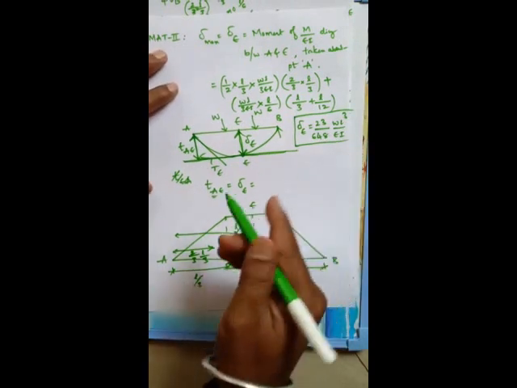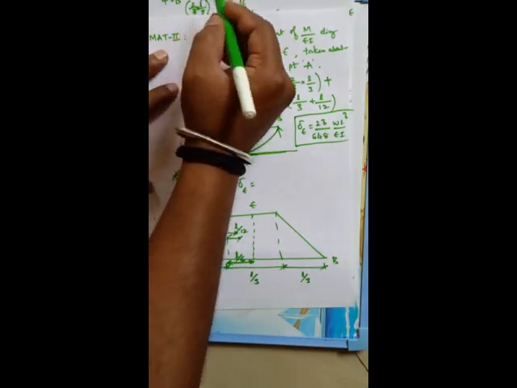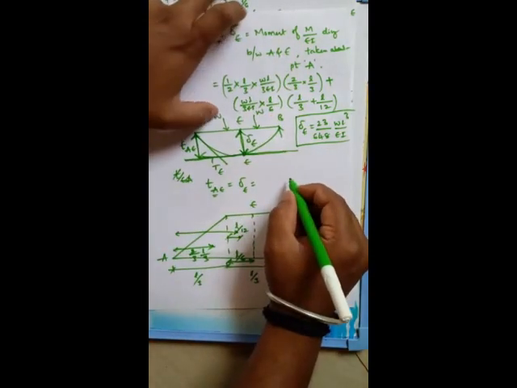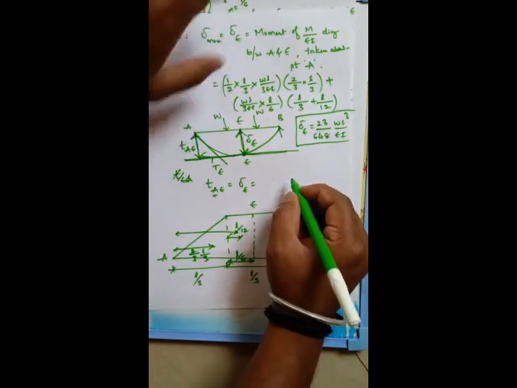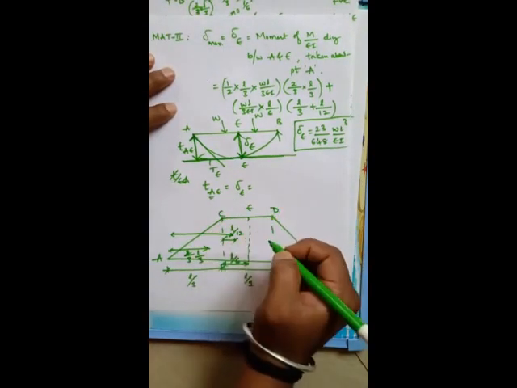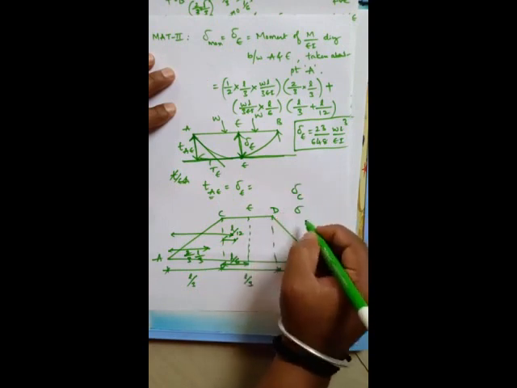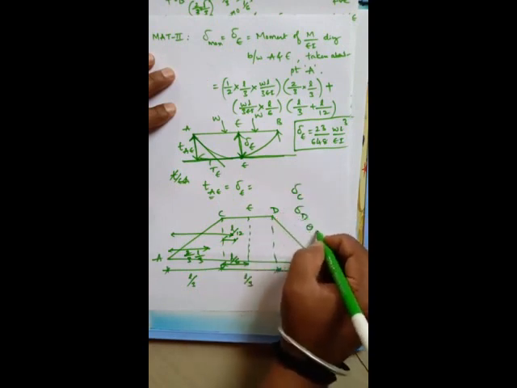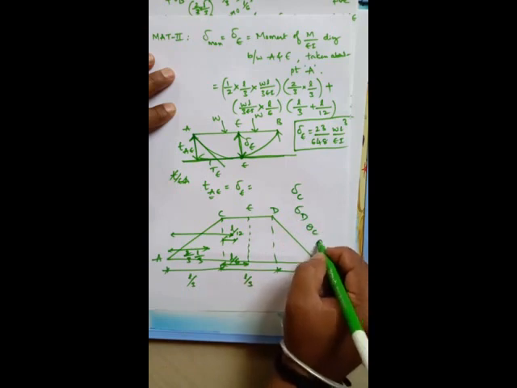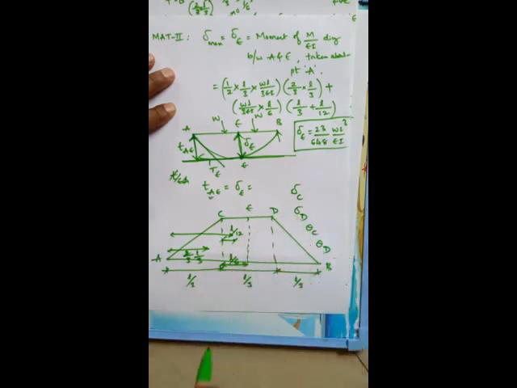Okay, so similarly here you can calculate, if you want, I have marked these points as C and D. So this is point C and this is point D. You can calculate delta C, delta D, theta C, and theta D.